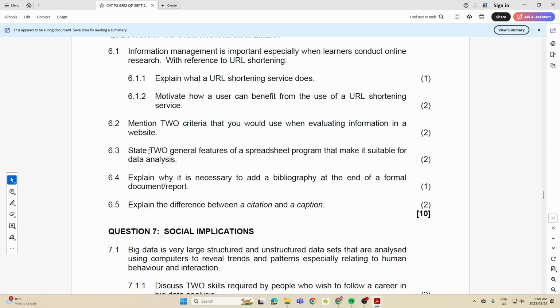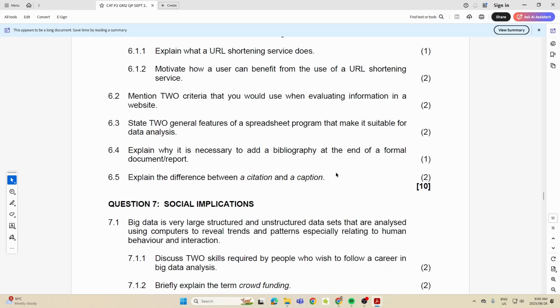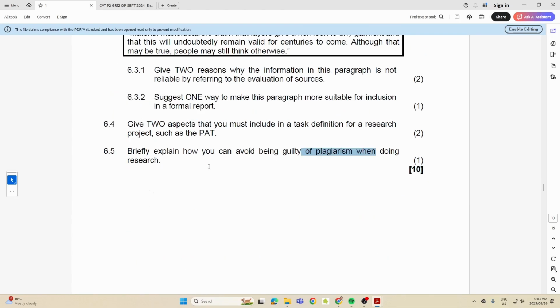2 general features of a spreadsheet program that make it suitable for data analysis. You want to have graphs, you want to have a range of functions, you want to have sorting, you want to have filtering, all those things. Explain why it's really necessary to add a bibliography. Moving on. Explain the difference between a citation and a caption. You should know this. Our citation is referencing information of a source. Okay, that's when we add a citation. A caption is just a numbered label that you apply to objects like pictures, images, anything like that. So, yeah. Okay, so that was a difference that we saw.